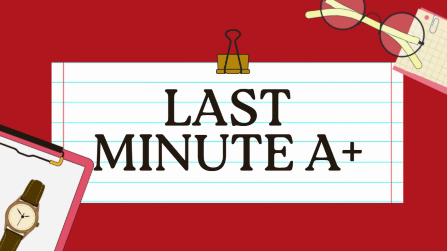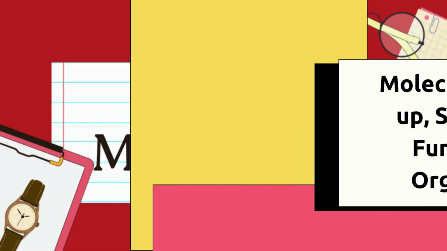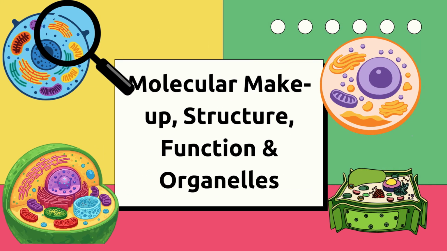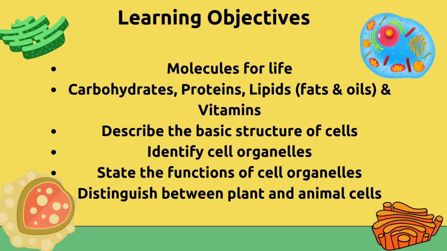So today we are going to be looking at grade 10 sections, and we're going to be looking at specifically the molecular makeup, structure, function, and organelles. And the learning objective for today is molecules for life. We're going to be looking at carbohydrates, proteins, lipids, and vitamins, describing the basic structure of cells, identifying and stating the function of cell organelles, and distinguishing between plant and animal cells.